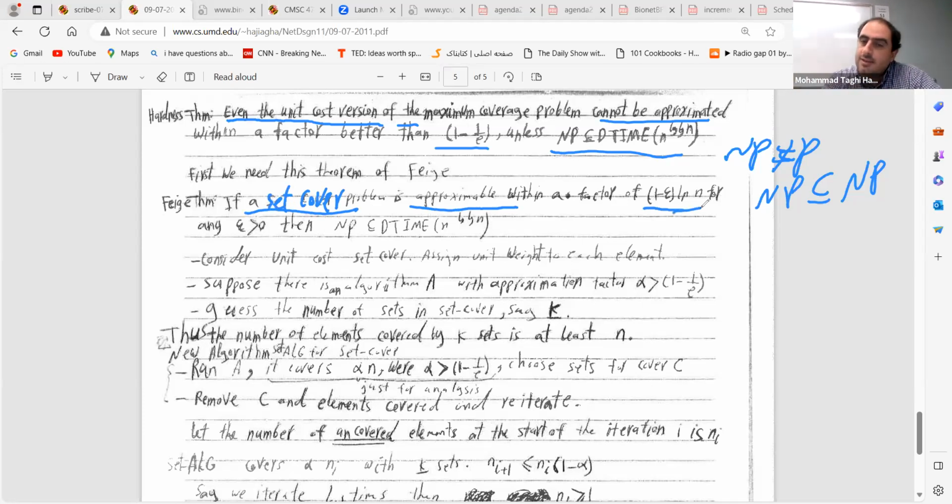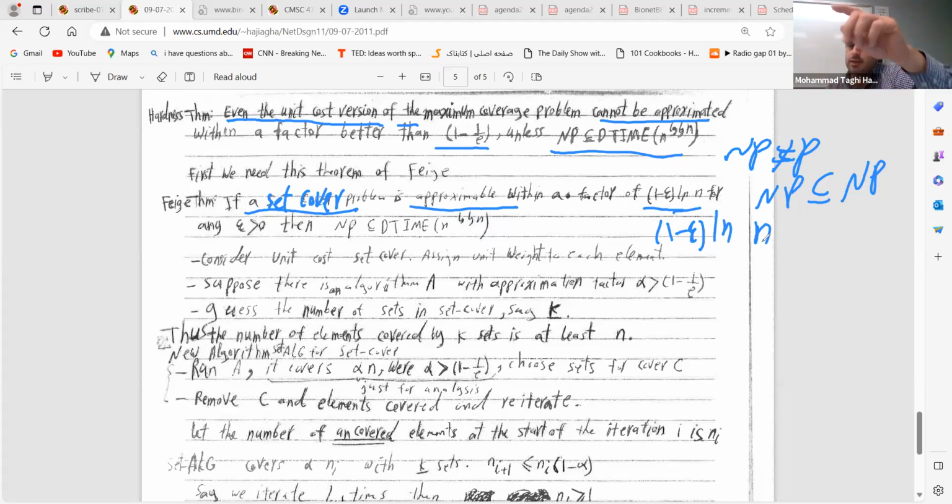The best factor that exists for this is 1 minus... so you cannot get anything better than ln of n, and it is ln. This is exact, because the constant is important here. For set cover, maybe ln or log makes no difference; still, they are of order log. But for this problem, maximum coverage, the constant actually is important. The constant comes from the fact that it is ln of n.